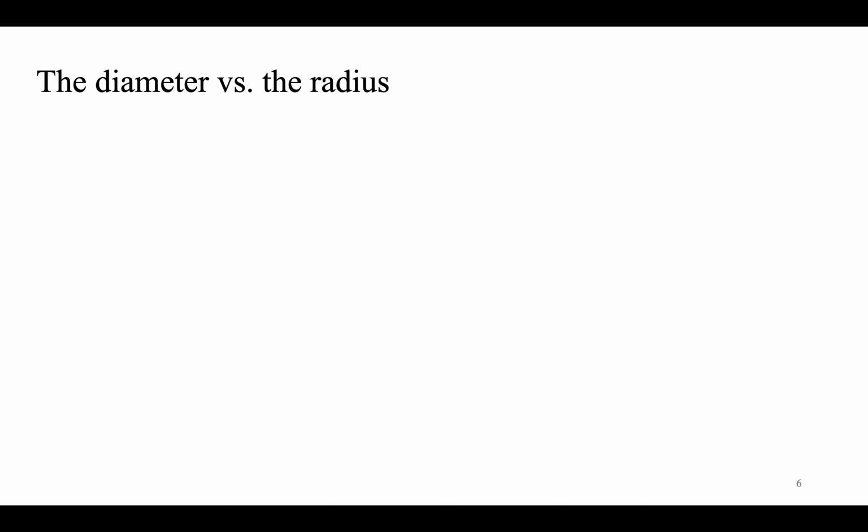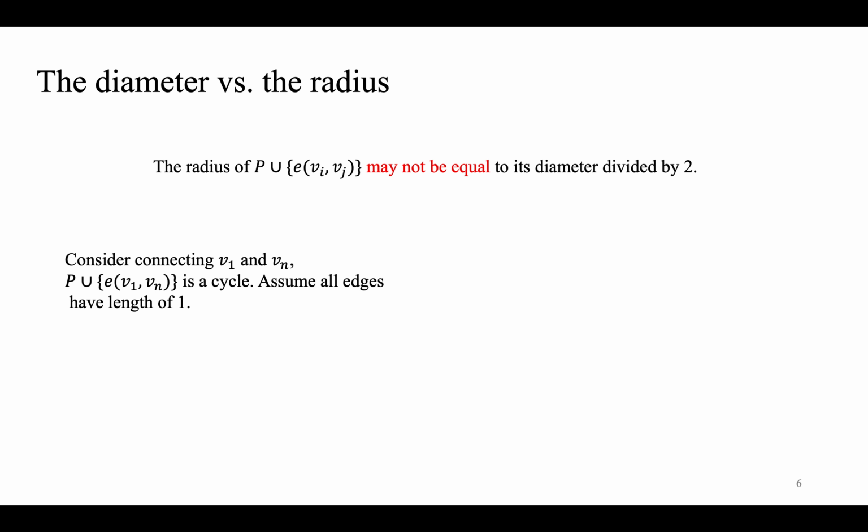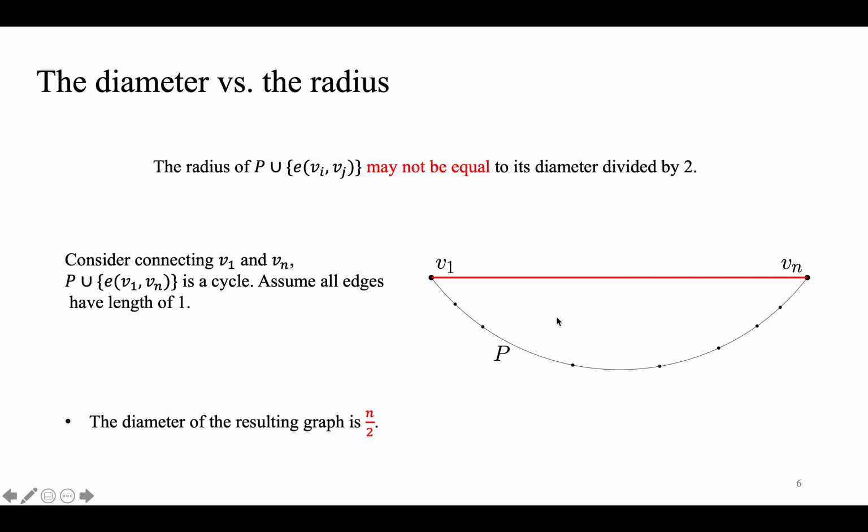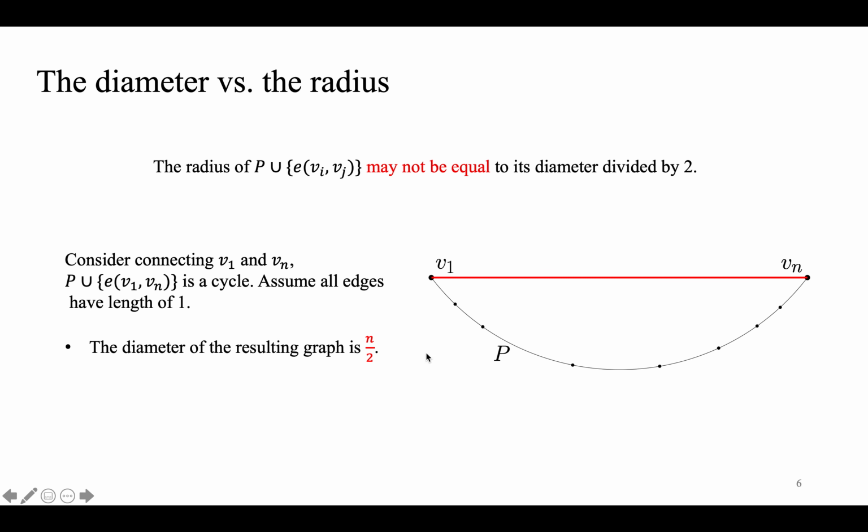We need to know that the radius of a graph may not be equal to its diameter divided by 2. For example, consider that if we connect v1 and vn for a path graph, the resulting graph would be a cycle, and we assume all edges have length of 1, like this picture shows. Then one can verify the diameter of the resulting graph is n over 2, and the radius of the resulting graph is also n over 2.